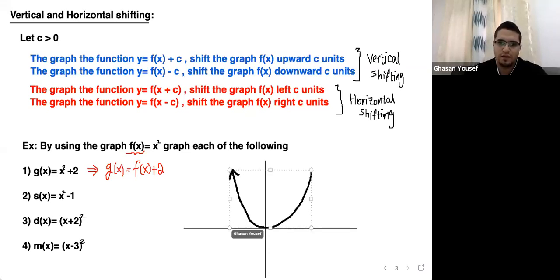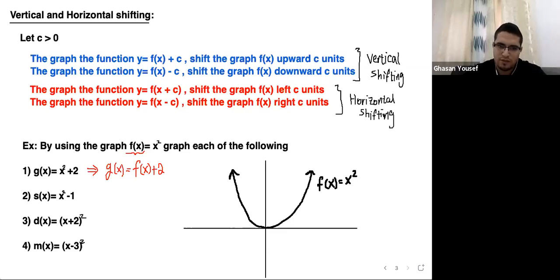This is the graph of f of x equal x squared. This is f of x. You have to write it down. You have to write the name of the function behind it. So f of x equal x squared. Now to graph this function, we have to graph the function f of x.